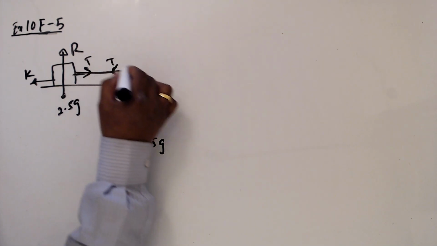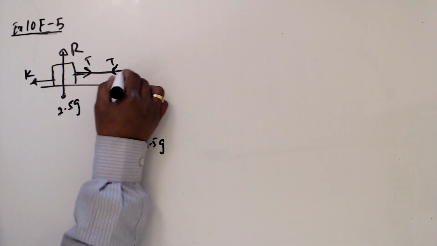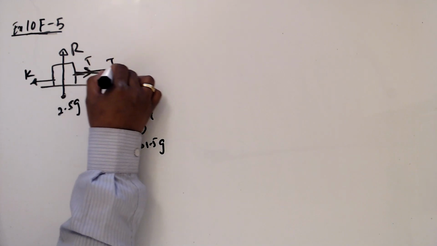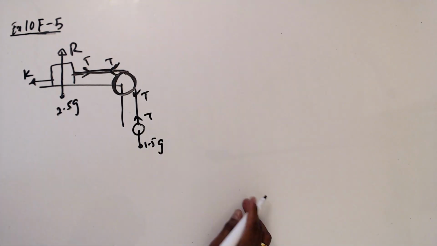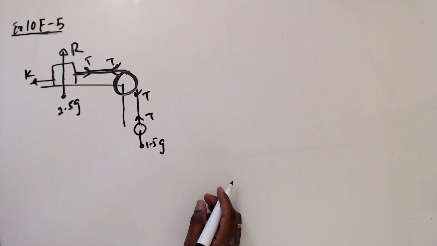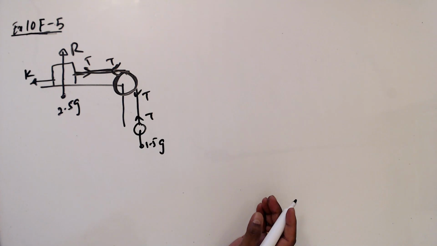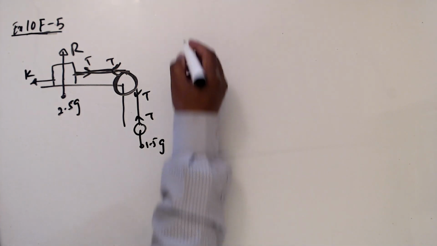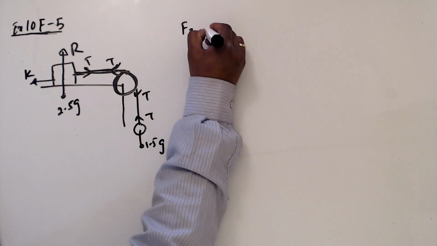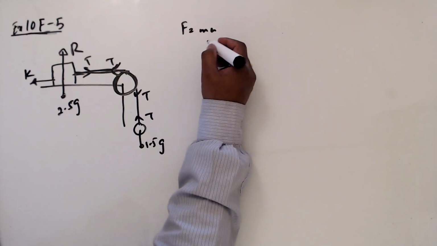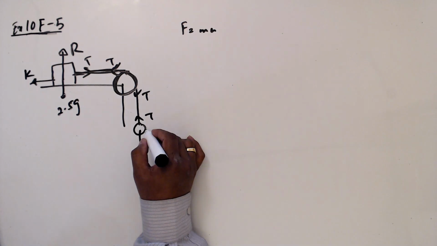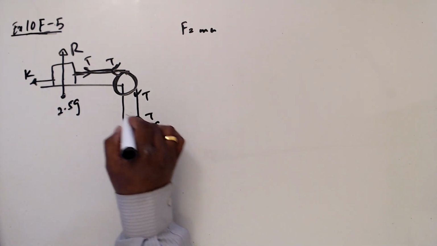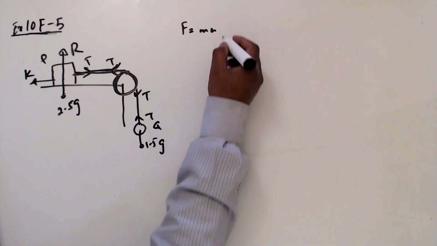T, as the pulley is smooth and the string is inextensible. Then we know the standard approach. I didn't read the other part. So F equals ma, we can apply F equals ma to the particle. What are their names? This is Q and this is P.